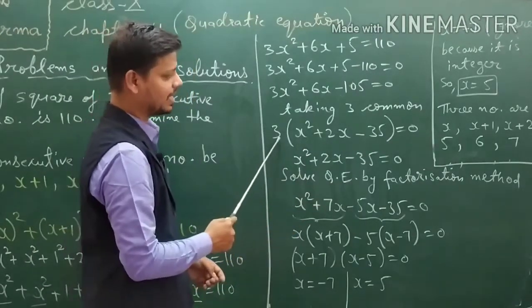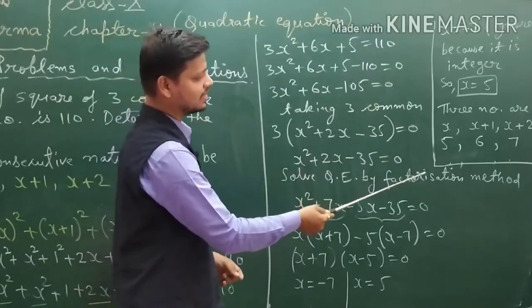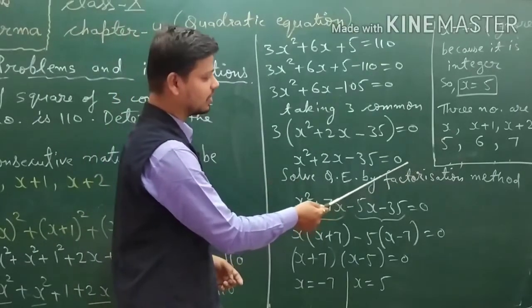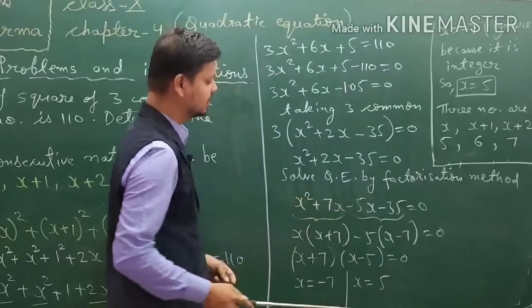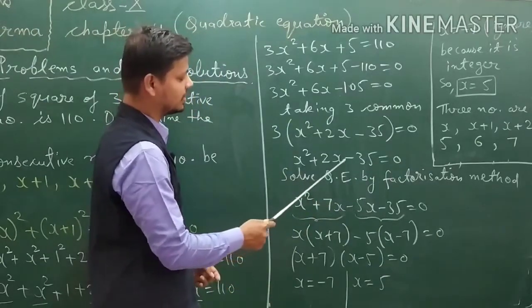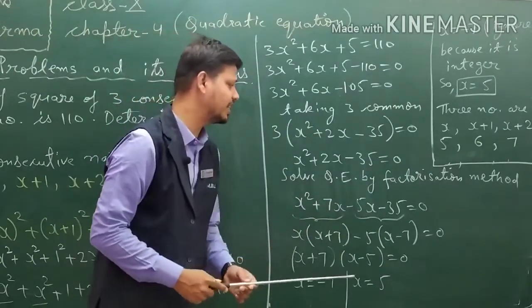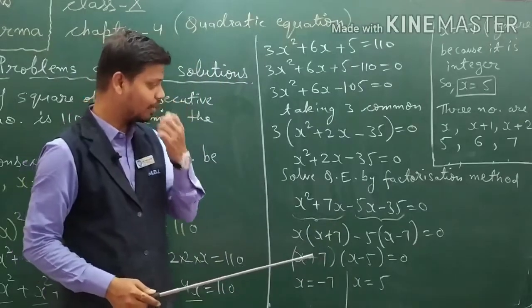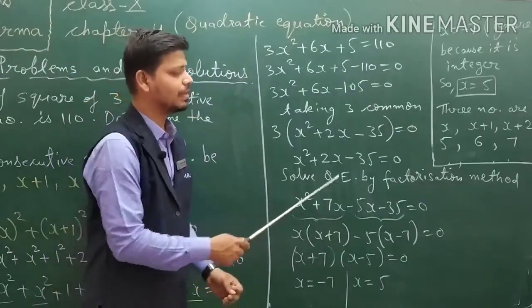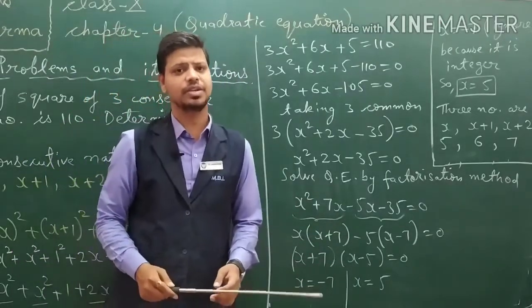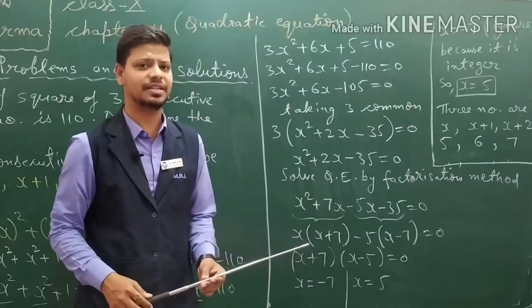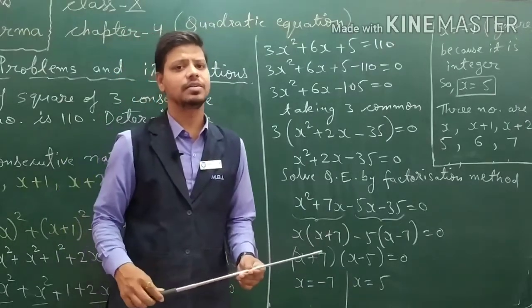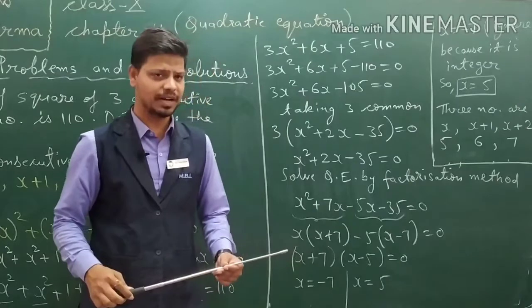Now 3 is multiplied here; when we transfer it to the other side of the equation, it gets divided, and its value is 0. So x² plus 2x minus 35 equals 0. This is a quadratic equation in a simplified form. Now solve this quadratic equation by any method. You can solve this quadratic equation by the factorization method and also by using the quadratic formula.